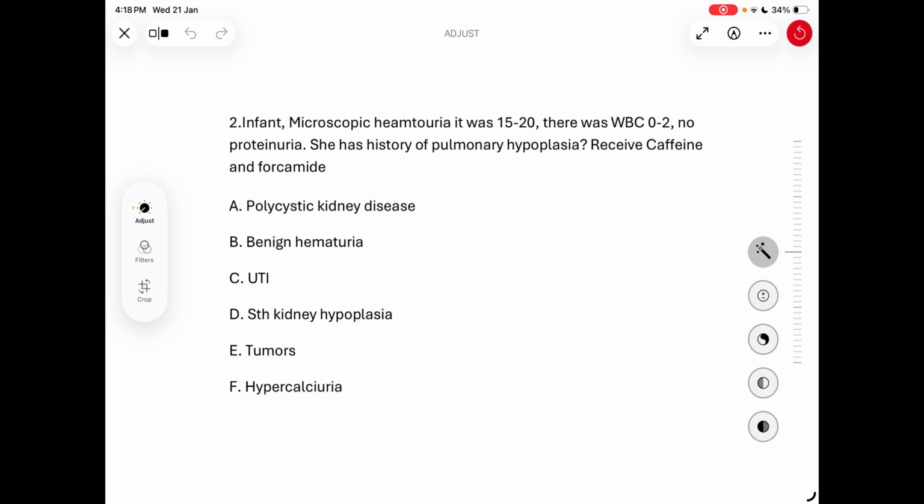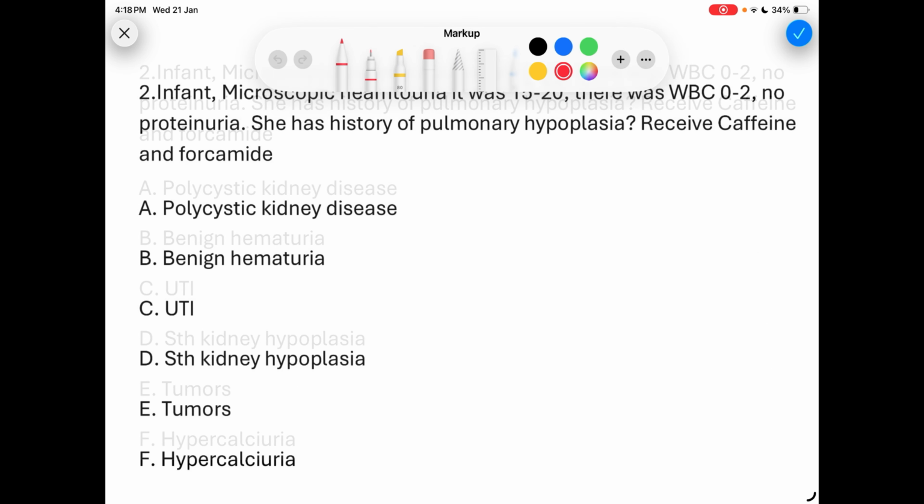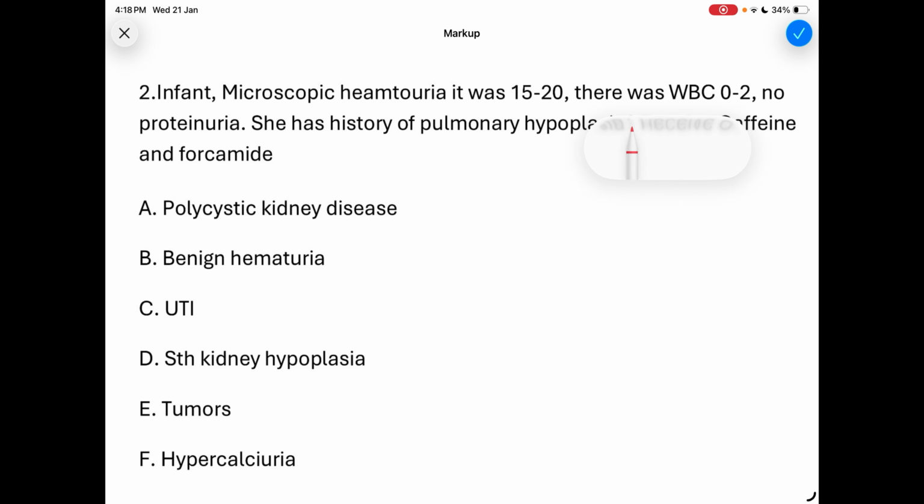Last question. Infant with microscopic hematuria. آخر شوية. Hematuria was 15 to 20 RBCs per high power field. There was 0 to 2 WBCs, so we have no infection, no proteinuria. She has a history of pulmonary hypoplasia. She received caffeine, and I assume this is furosemide. Furosemide also is اسمه Lasix.